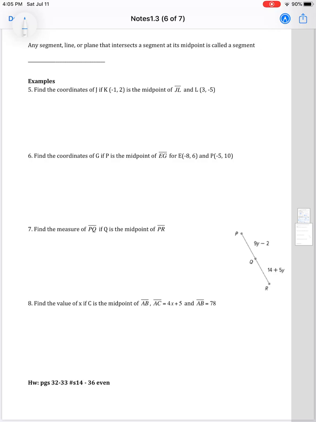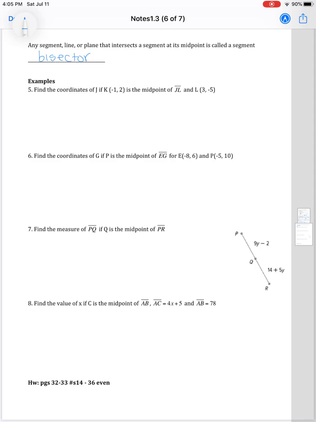So the back of the worksheet's going to continue. We're going to talk about a new word though. It says any segment, line, or plane that intersects a segment at the midpoint is called a segment bisector. So it is splitting the segment in half. Bisect means two parts.